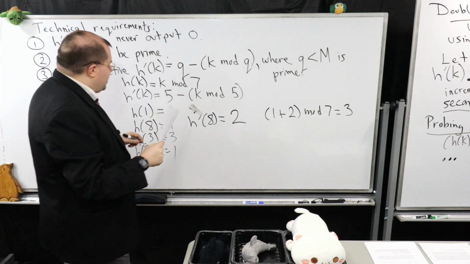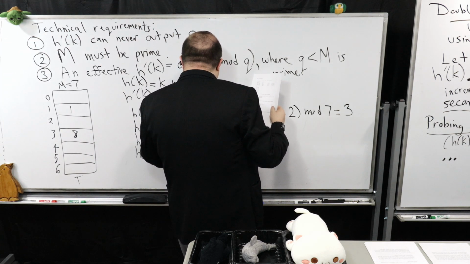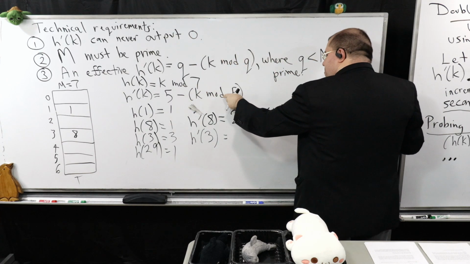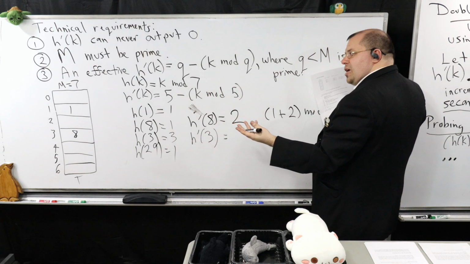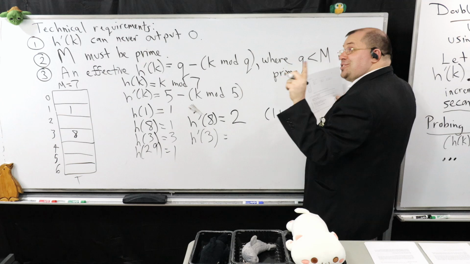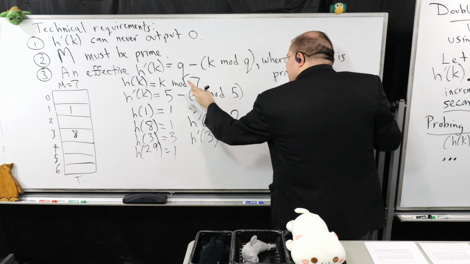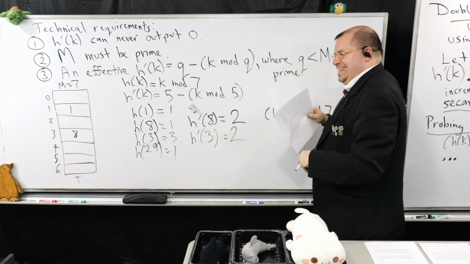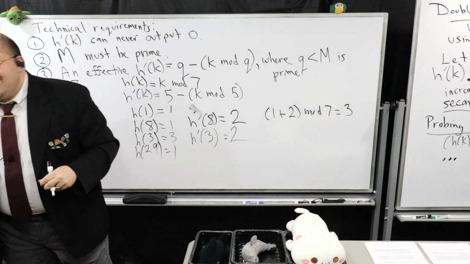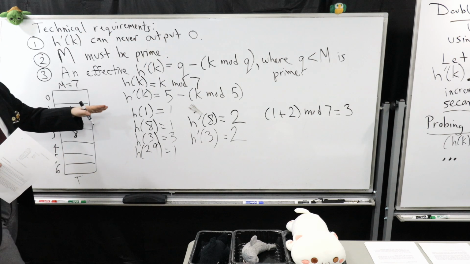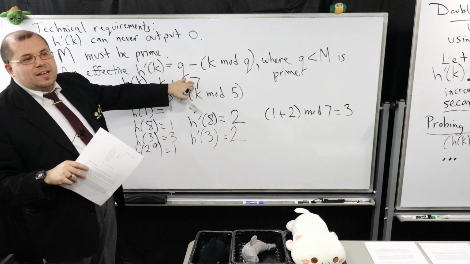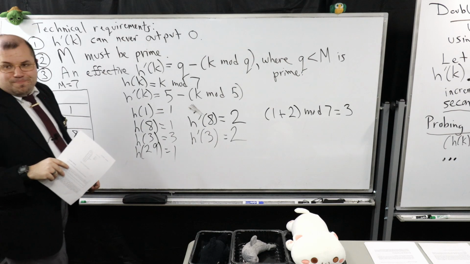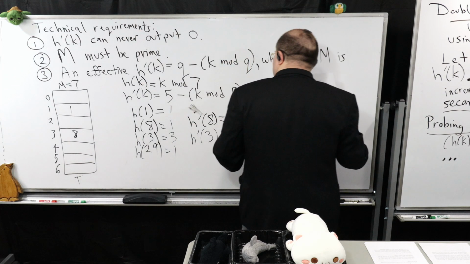Then let's do H of 3. So let's figure out what H prime of 3 is. Well, I have 5 minus 3 mod 5, which is just 3, right? 3 mod 5 is 3. I made sure I said 5 this time. Then we have 5 minus 3 is 2, right? So this is just an example. If I use a different prime number for the table size, like if it was, say, 11, I could use, for example, 7 instead of 5. This is just an example.